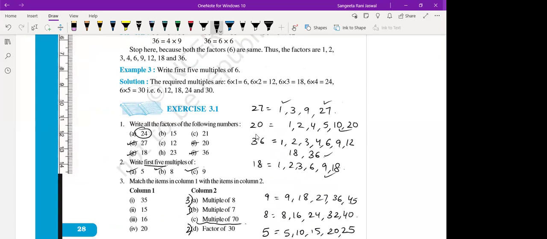Ma'am, 1, 2, 3, 4, 6, 8, 12, and 24. Very good. Okay, so this is how you find the factors of 24, right? So if I tell you, Nishika will tell me factors of 36.